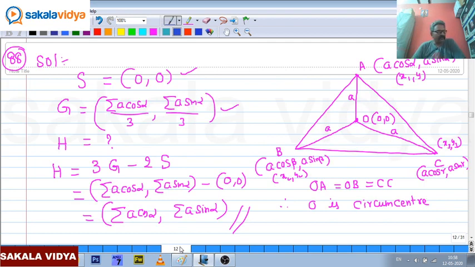This will be a very interesting problem. First, by observation, we can easily find the circumcenter and centroid. As we know the circumcenter, centroid and orthocenter, with the help of this formula we can find it. This is called the HGS line, or Euler line. Understood now? This is the relation.